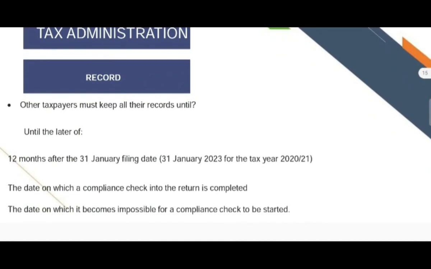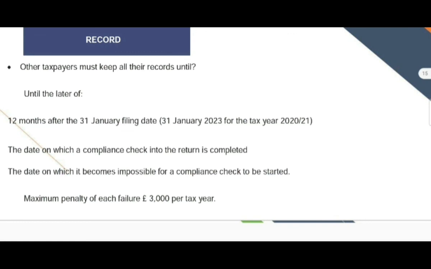Other taxpayers have to keep their records until, and in this regard they have to consider 3 dates. First, 12 months after the 31st January filing date, which for the tax year 2021 is 31st January 23. Second, the date on which a compliance check into the return is completed. And third, the date on which it becomes impossible for a compliance check to be started. The latest of these 3 dates is the date until which they have to keep the records.